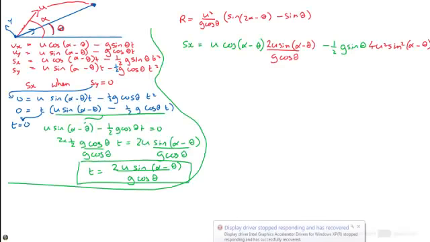I'll carry on because it's still recording. I know the display has stopped responding, I'm not sure why. But I'll keep going with it.